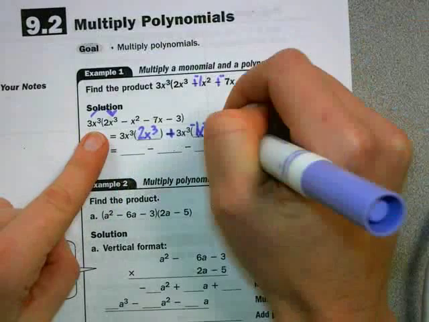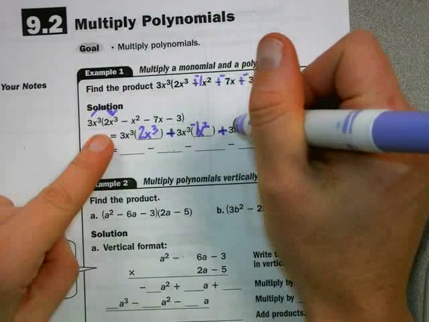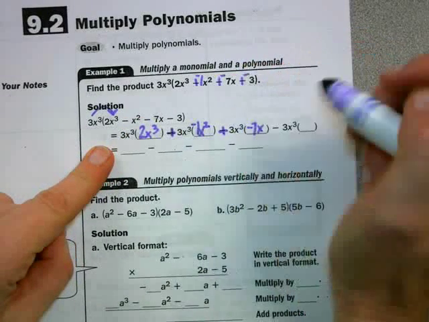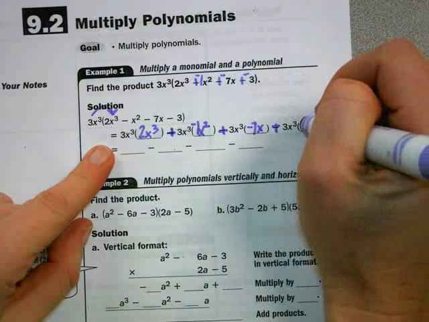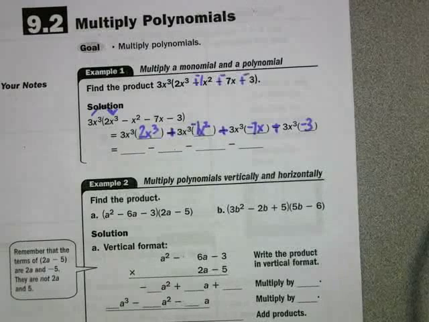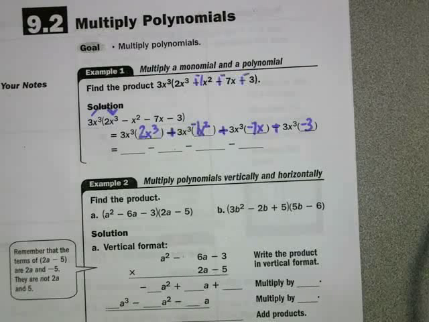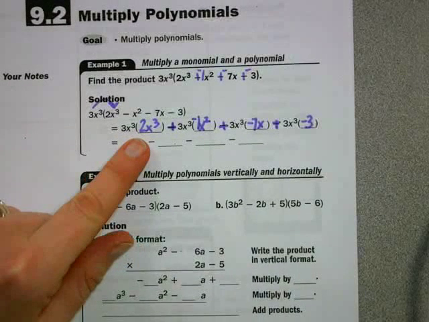The next one, it's a positive. We're adding 3x cubed times the next term, which is -7x, and 3x cubed times -3. So each term is going to be multiplied by 3x squared. Now, maybe it's dawning on you why we did chapter 8. Because we have to multiply these together and know what to do with the exponents. What do you do when you multiply this together? It's chapter 8 all over, isn't it?